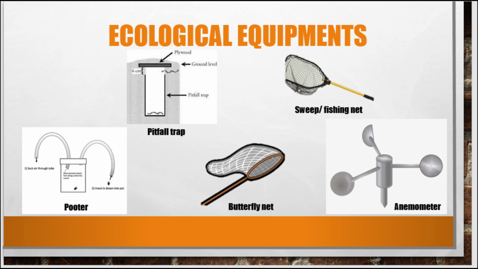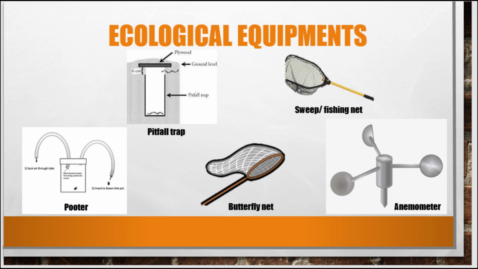We have the butterfly net. It's used for catching insects. We have the sweep net. It's also used for collecting insects and some land vertebrates. We have the pooter, used for collecting small animal specimens found on vegetation and cracks.